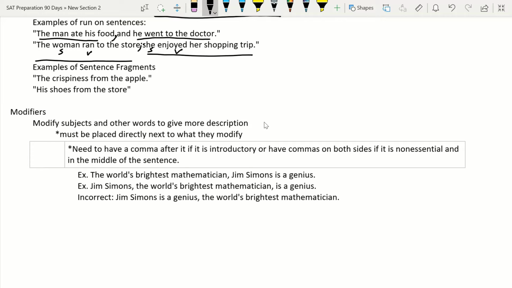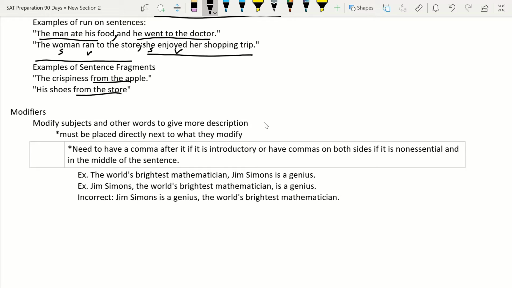So an example of a sentence fragment would be, the crispiness of the apple, or the crispiness from the apple, right? We see we have the crispiness from the apple, but so what, right? There's no driving message behind it. There's no verb, right? We just have the crispiness from the apple, no verb involved. That's not a full sentence on its own. We have his shoes from the store. Once again, no verb. We just have a prepositional phrase, right?